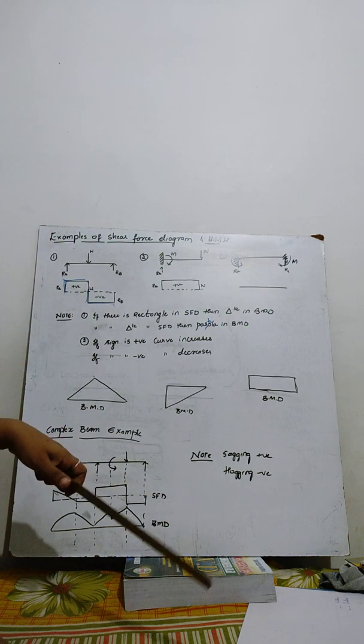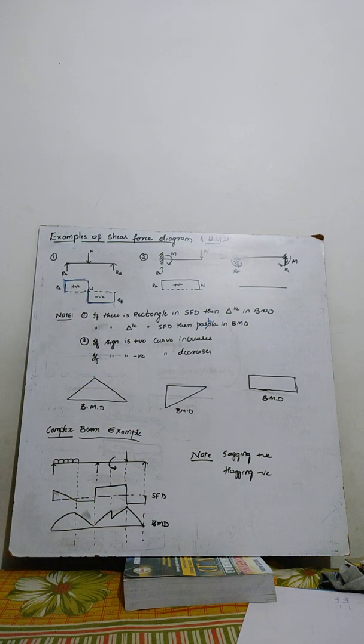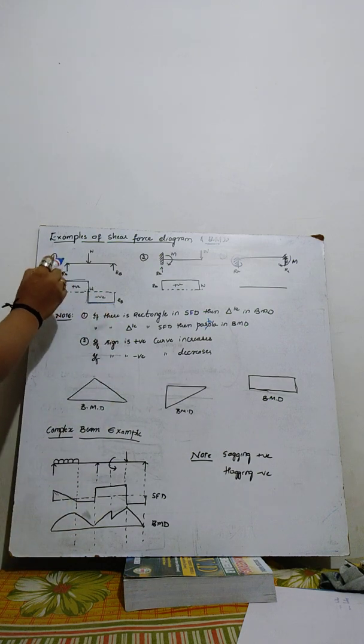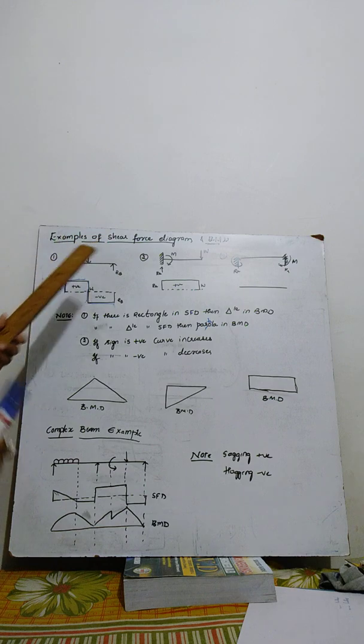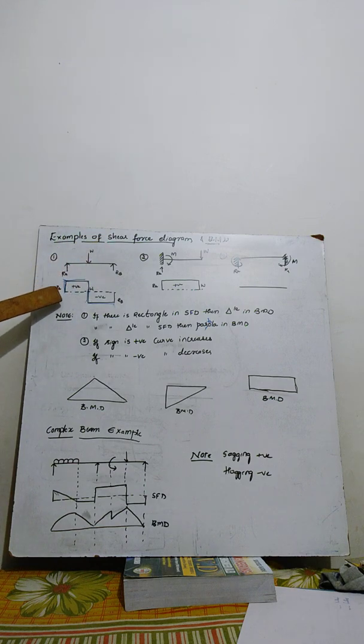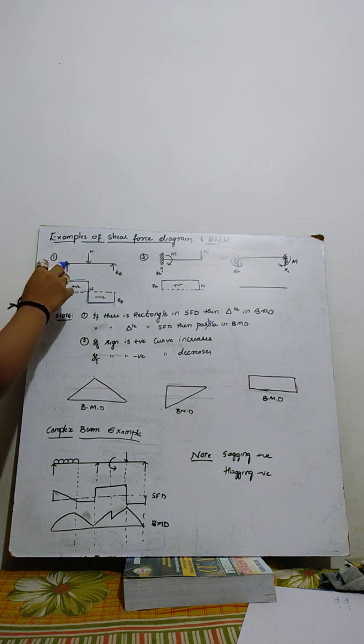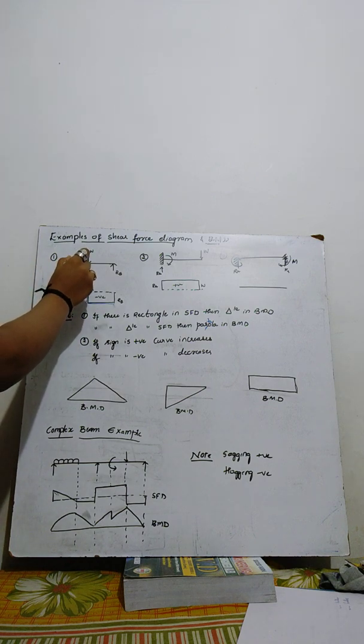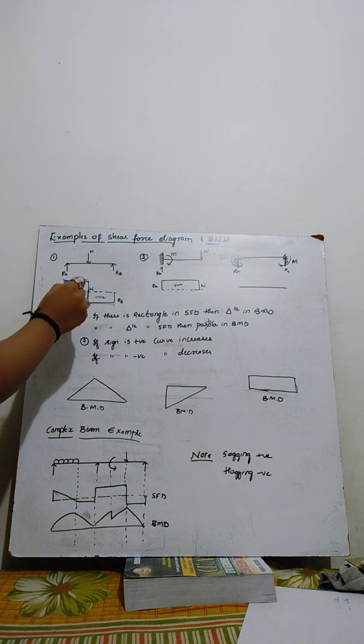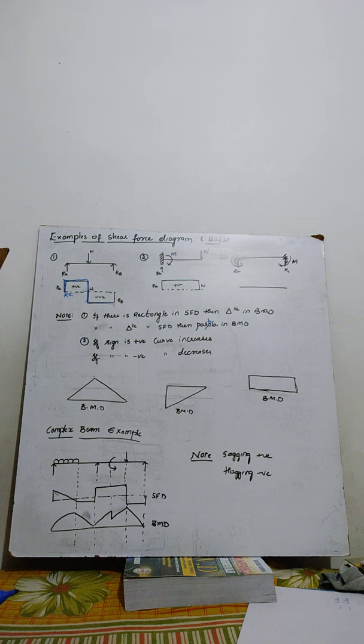Here you can see that there is reaction RA which is facing upward. From this reference line we have taken it up. Then there is no load, so here one horizontal line. Then there is a load pointing downward, so I am drawing the line pointing downward from the reference line.